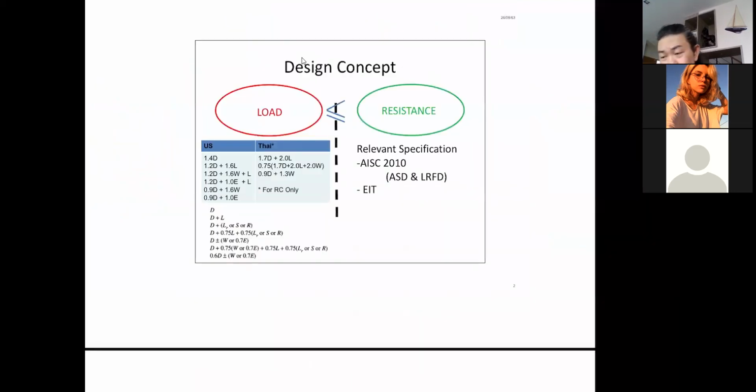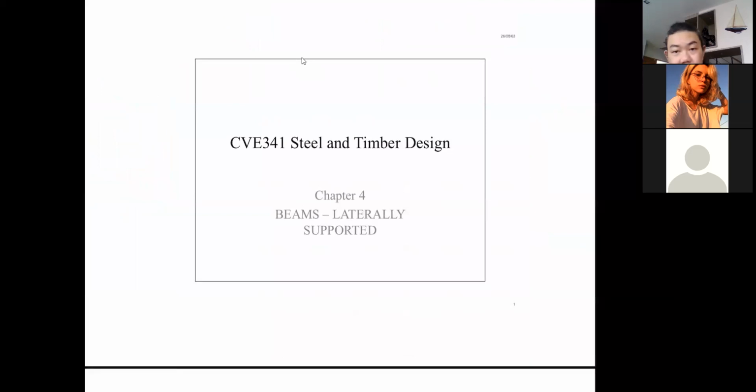So now it's on to chapter 4. We are going to get into the flexural member now. Okay, just 1 second. Good. Okay, so here we are.